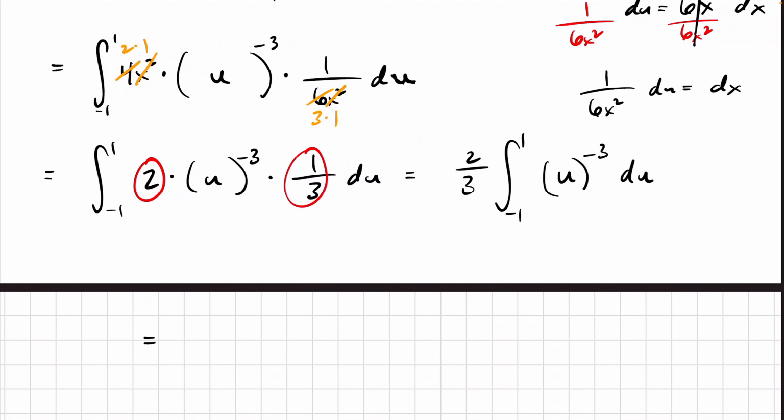Wait, is that 1/3 or 2/3? That's right. Okay, so here we go. So we get 2/3, right? Because 2/3 is in the front. Times u, add a power. If I add a power, what am I going to get? Negative 2. Divide by the new power, which is negative 2. Well, since I have a fraction there, I'm not going to divide by 2. I'm just going to multiply by its reciprocal, negative 1/2.